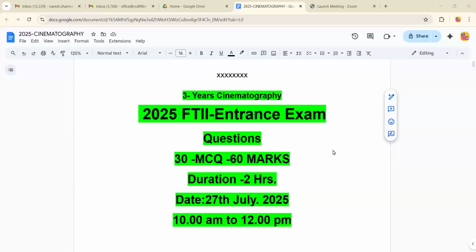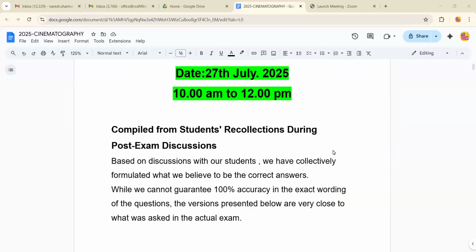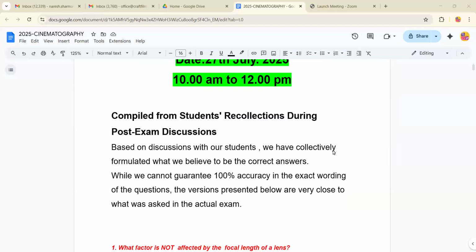In 2025, the FTII entrance exam became a single exam, and these are the various questions which we collected after the exam for the 3-year program of cinematography at FTII. They were compiled from students' recollection during the post-exam discussion with our coaching program and MCQ program students.